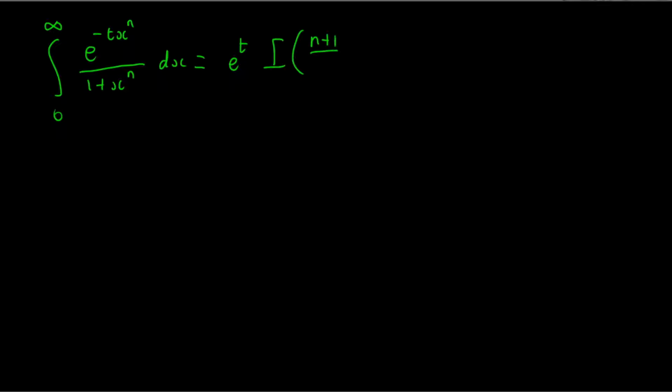Hi guys, so in a previous video we had shown the following fact: the integral from 0 to infinity of e to the negative t times x to the n over 1 plus x to the n dx is equal to e to the t times the gamma function of n plus 1 divided by n times the incomplete upper gamma function of n minus 1 over n with parameter t.